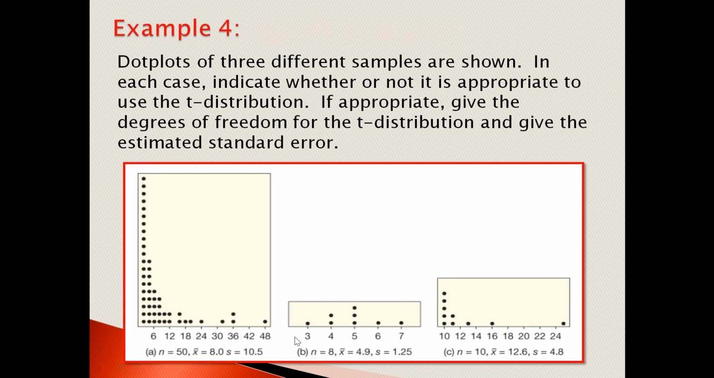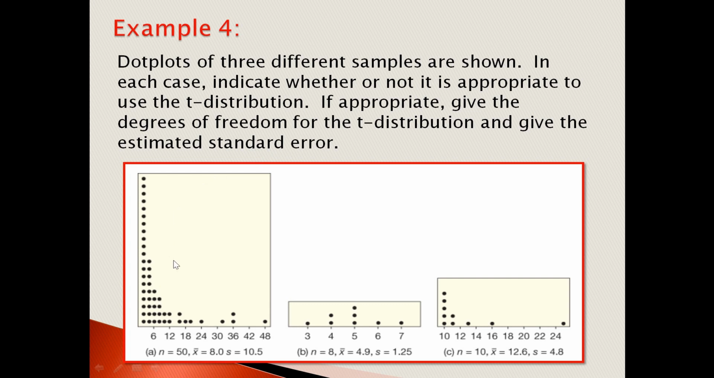So let's see an example about the use of t-distribution. Dot plots of 3 different samples are shown. In each case, indicate whether or not it is appropriate to use the t-distribution. If appropriate, give the degree of freedom and give the estimated standard error. So notice how they are saying estimated, because once you use the S, which is the standard deviation of sample, rather than sigma, then the standard error becomes an estimation.